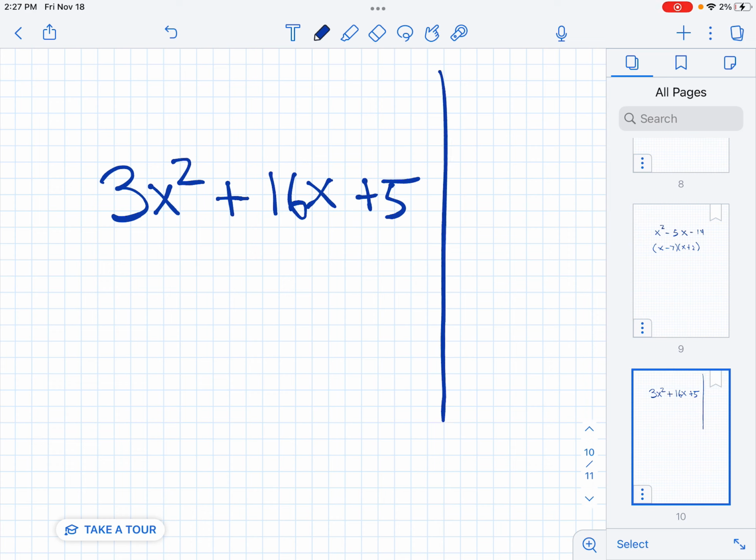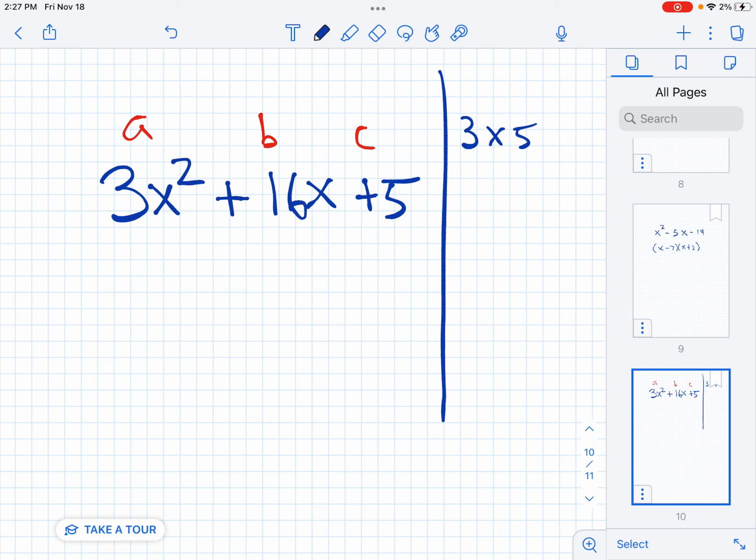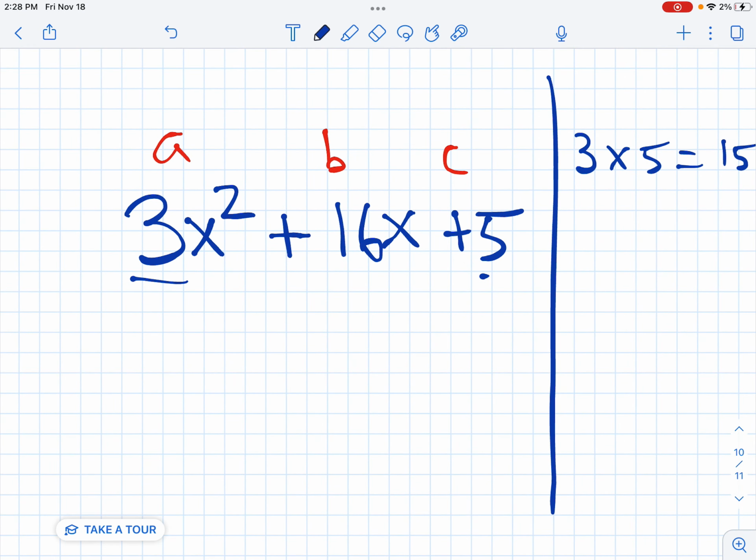The very first step, we're going to do 3 times 5. This is A, B, C. So we're going to do A times C. All right, so the first number A times the last number C, that's going to give us 15. And now I'm going to make a list of all the numbers that multiply to be 15. I got 1 and 15, I got 3 and 5, and that's basically it.